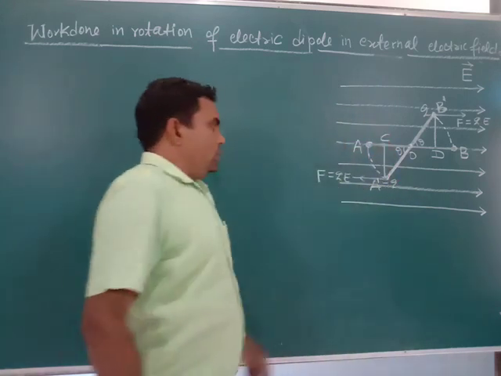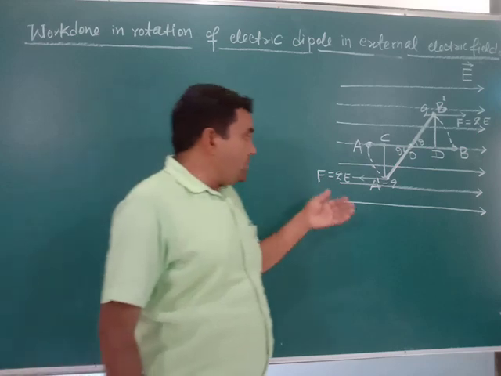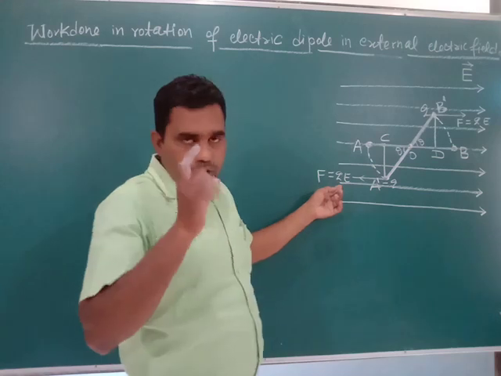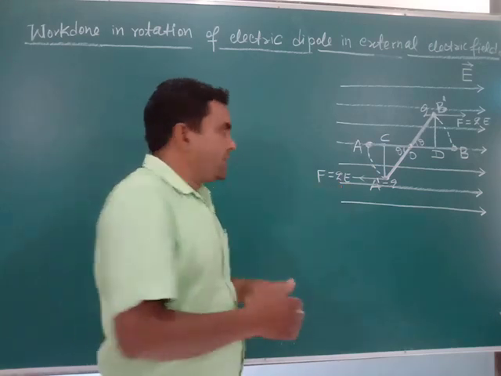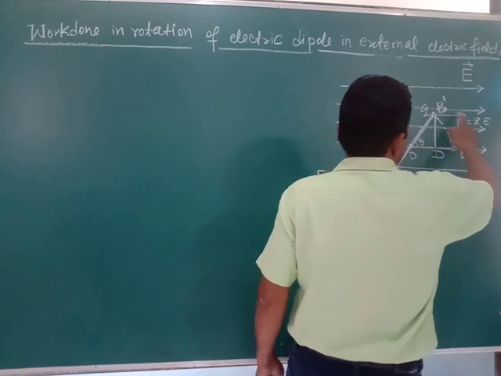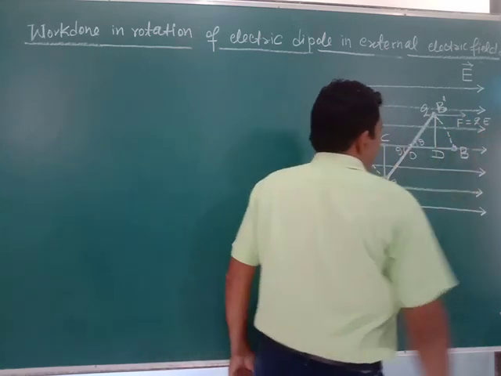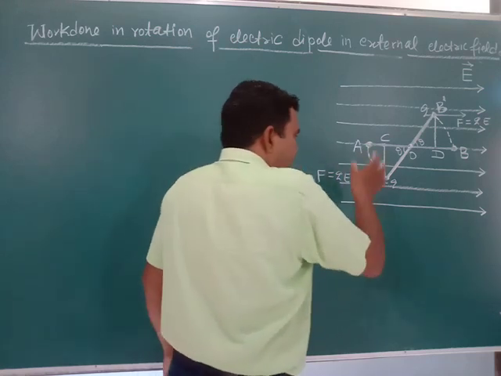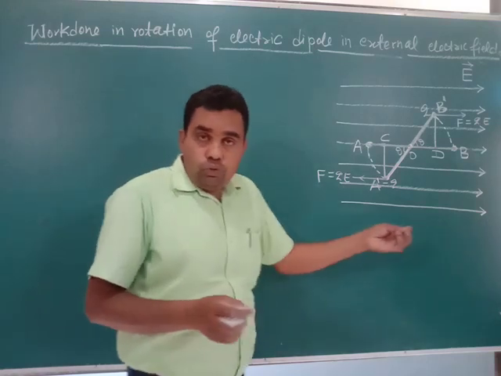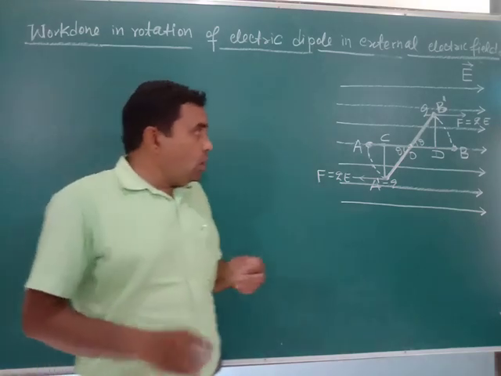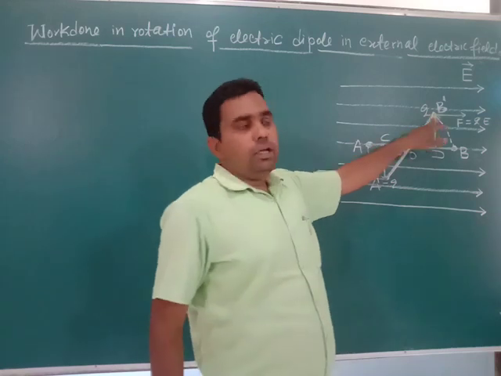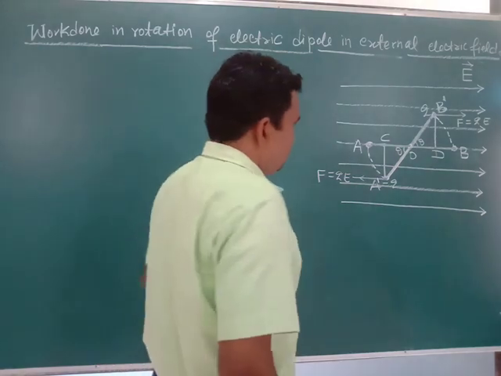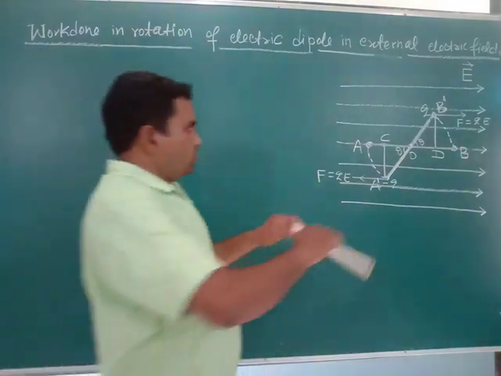force, that is electrostatic force, acts on the charge minus q which has magnitude F equal to qE, and a similar force acts on the charge plus q, that is F equal to plus qE. The direction of the force on the negative charge is opposite to the electric field, and the direction of the force on the positive charge is along the direction of the electric field.